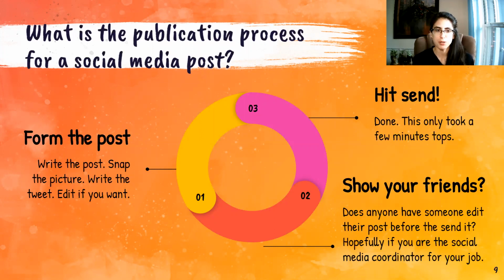So to make a social media post, you all know how to do this. You form your post, you write it up, take the picture, write the tweet, edit if you want to. And then next, this is kind of a silly question, but does it go through any editing process in terms of having other people look at it? Do you show your friends your social media posts before you make them? Hopefully if you have a job where you're a social media coordinator, you're having other people look it over before you post to make sure it looks good and is accurate. But in general, when we're doing our own social media sites, we do it ourselves and then hit send and it's done. And this usually takes less than a few minutes tops. It might be just a few seconds.